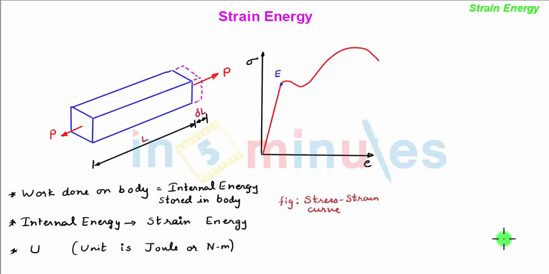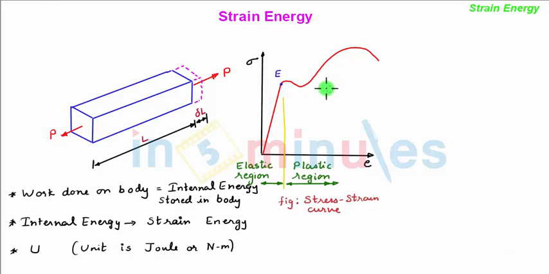Now in the chapter Simple Stresses and Strain, we have also seen this stress and strain curve. This is a typical stress strain curve for any ductile material, and the point E is the elastic limit which divides this stress strain curve into two regions, elastic region and plastic region. So strain energy is the energy which is stored in the body when a body is subjected to load up to elastic limit. We also see that up to the elastic limit E, the stress and strain is linear. That means stress is directly proportional to strain.